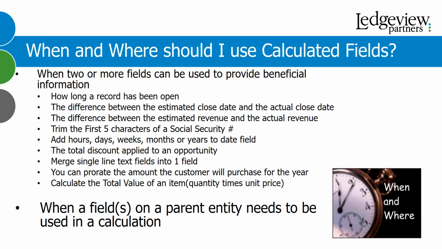You can figure out the total discount applied to an opportunity. Merge single line text fields into one. This one's pretty interesting. You can prorate the amount the customer will purchase for the year. It takes a little bit more calculation and a little bit more than just one calculated field, but it's possible to do, and it would be a great tool. And then you can calculate the total value of an item, so simply quantity times unit price. And again, when a field on a parent entity needs to be used in a calculation, perfect for calculated fields.